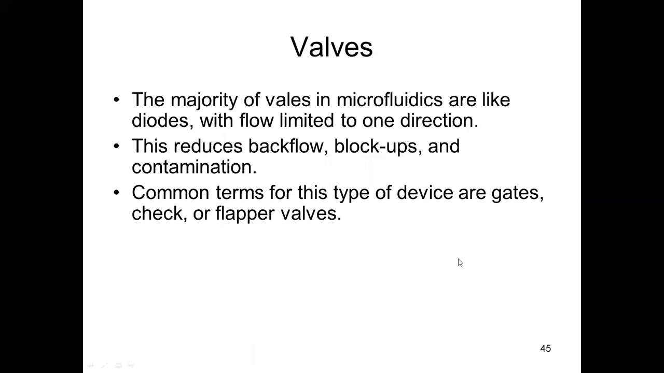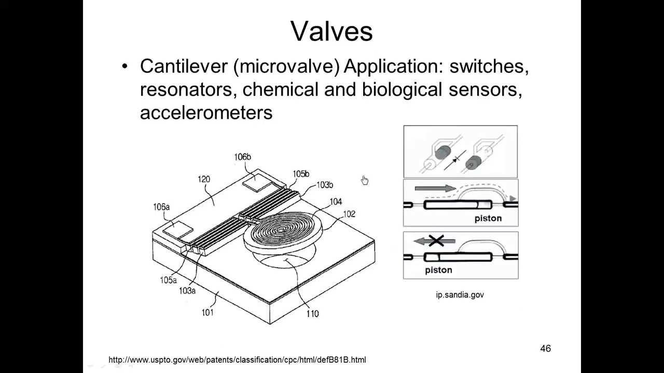So we also need to look at valves for our microfluidic device. What valves do is they continue flow in one direction. They prevent flow from flowing backwards. So we're going to be able to use these as a type of gate device or flapper. These are some common applications that you can see, and this is from the government patent website. You can take a look at how people make these flappers on the micro scale for microfluidic devices. So you're free to take a look at those links.